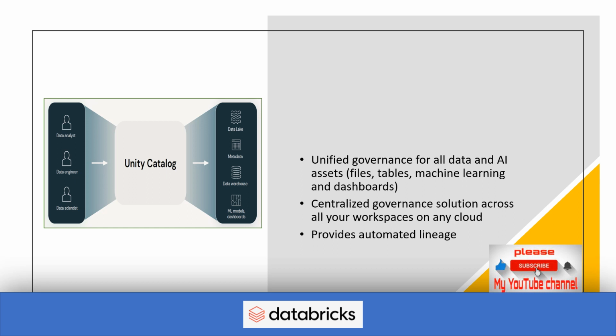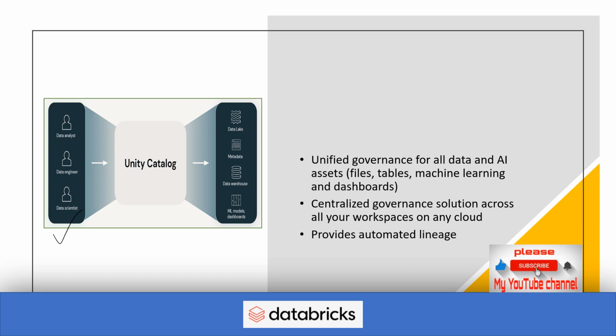Now, what is the Unity Catalog? Unity Catalog is a centralized data governance tool or utility given by Databricks. If you see this diagram, you will have different workspaces, data analyst, data engineering, data science, connecting through one common centralized governance tool. It is connecting with the lakehouse. So if I summarize, Unity Catalog is a centralized governance tool given by Databricks to connect with the lakehouse.